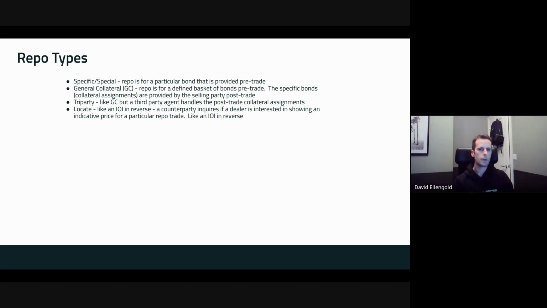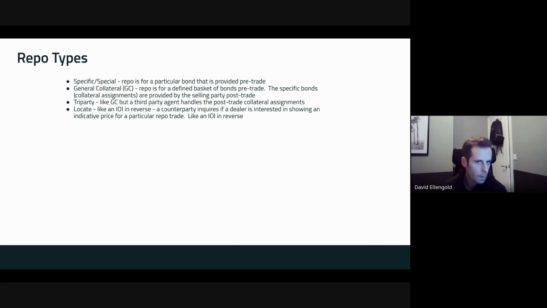Then you can have a tri-party repo. This is basically the same as a GC repo, but instead of the dealer themselves sorting out the collateral after the trade's been agreed, they go through a third-party agent, and the third-party agent just works it all out for them. So they'll obviously have a bunch of tri-party trades for the day, and the third-party agent will work out who they need to give bonds to and who they need to give cash to and whatnot, and then go and get the bonds that you own that you've given to that third-party agent, and they just sort of do it all for you. So it's kind of like outsourcing that part of the process to someone else, so you don't have to worry about it.